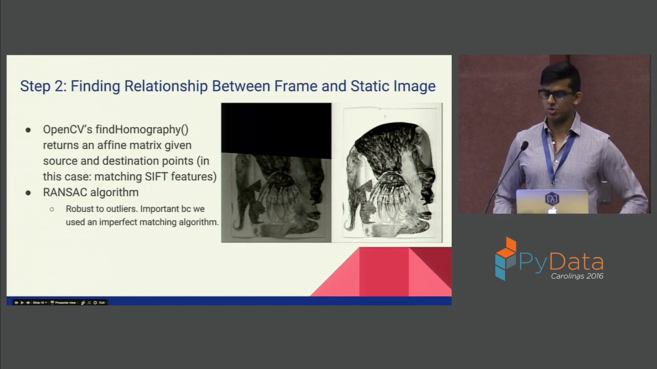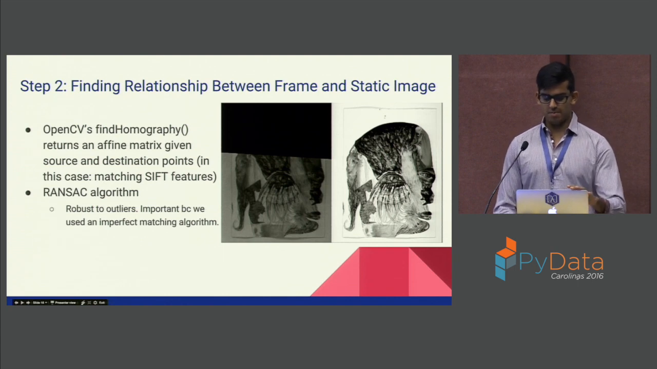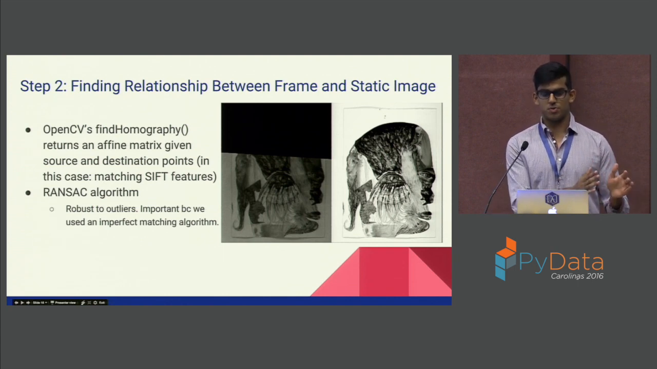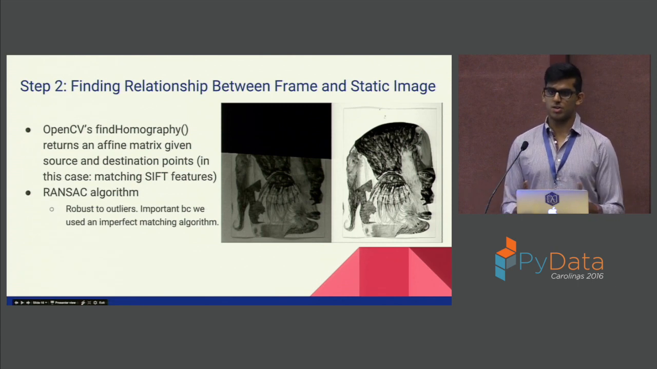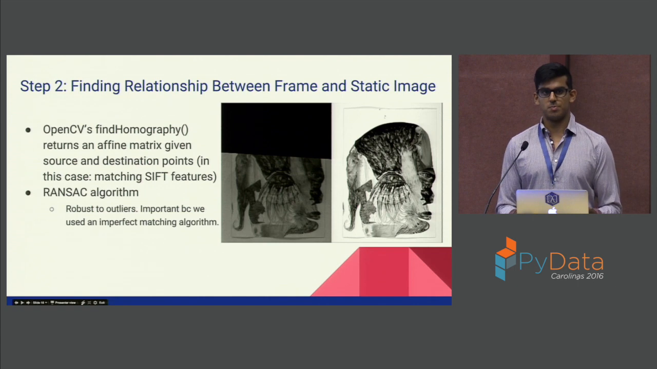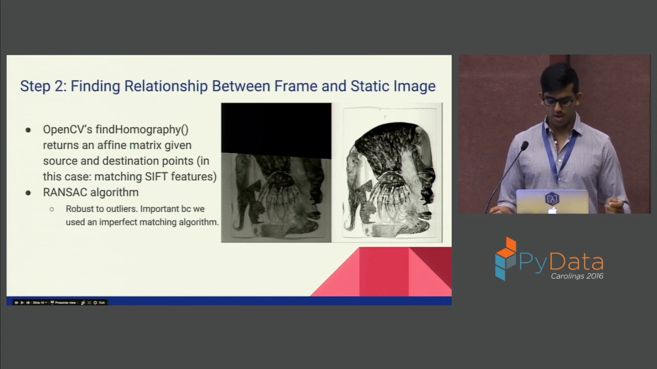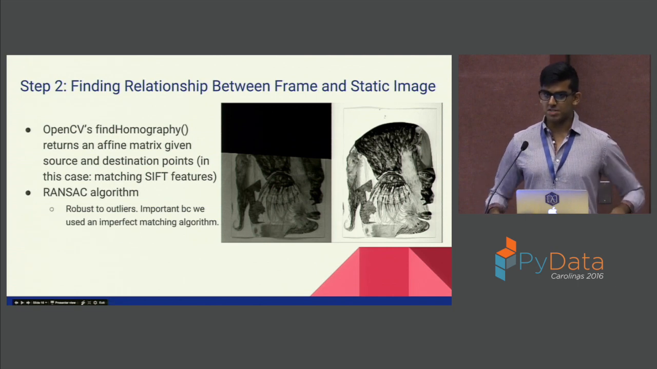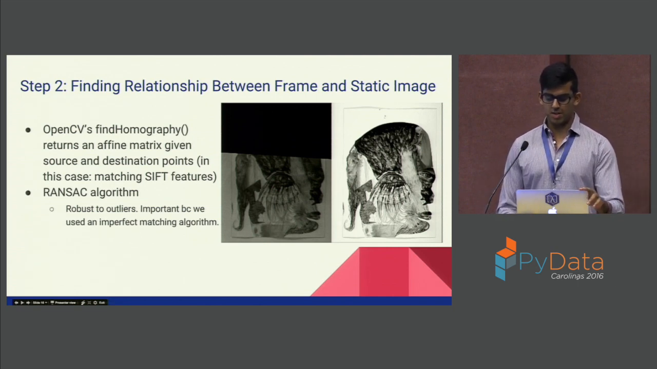So how do we find that affine matrix? There's a function in OpenCV called findHomography. And basically what this function does is it takes a set of source points and a set of destination points that correspond to each other and finds an affine matrix that fits those data. So in this case, we would be taking our set of corresponding matching features and finding the affine transformation between them. And we have to specify a method for findHomography, and we used something called RANSAC. And the reason we use that is because it's robust to outliers.